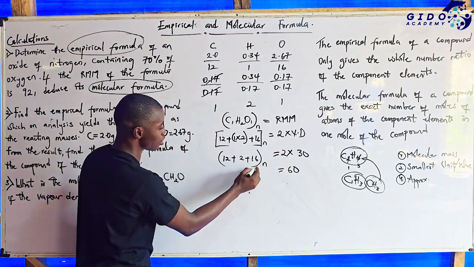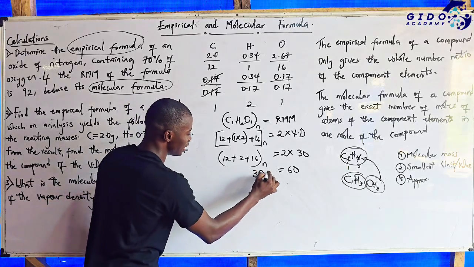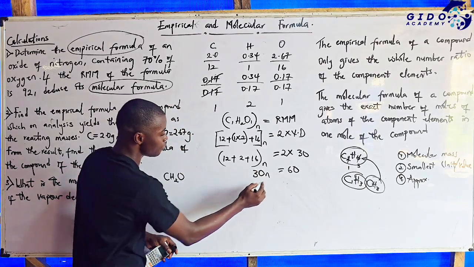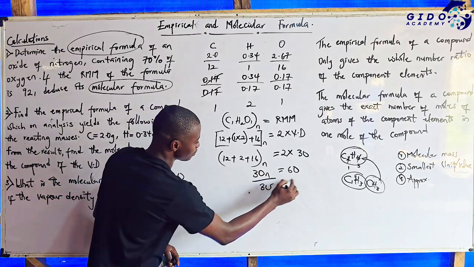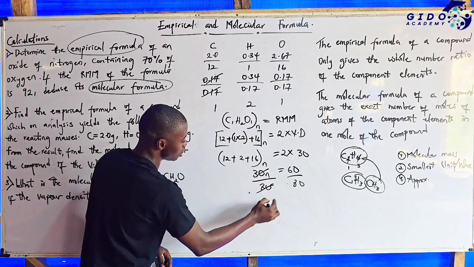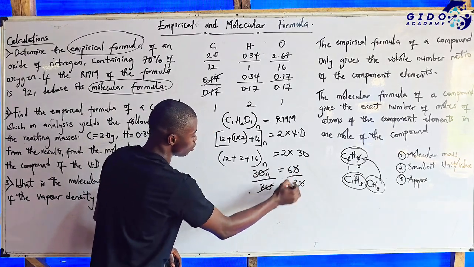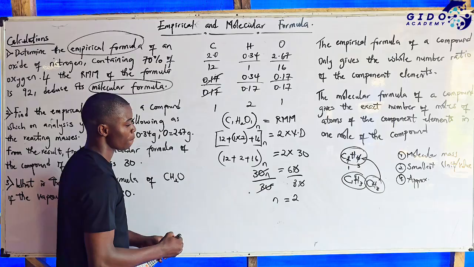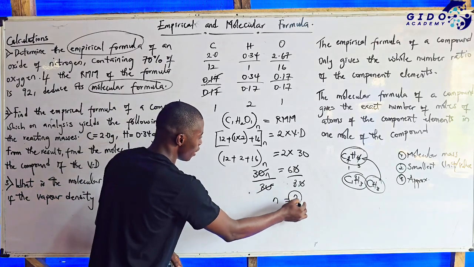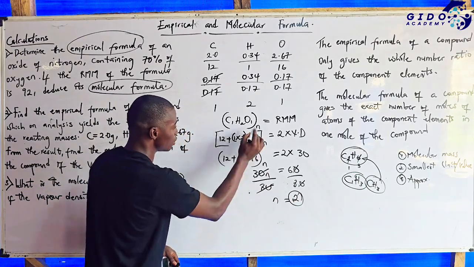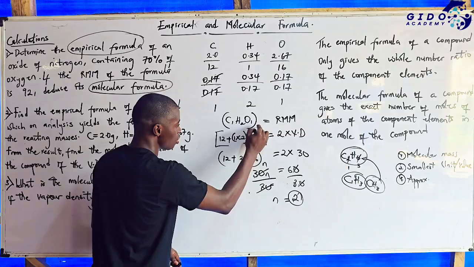Then 12 plus 2 plus 16, we are going to have what? 30N. So let's divide through by 30. This will cancel this. We are left with N. 0 cancels if we go. We are left with what? With 2. This is the value for N. So use this value to multiply what you have here. So let's change it to 2.